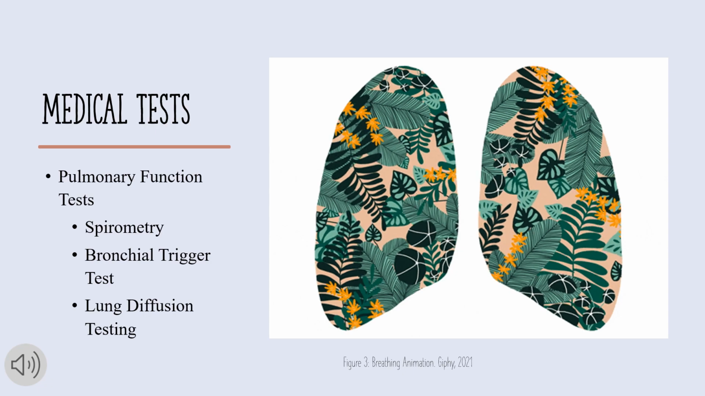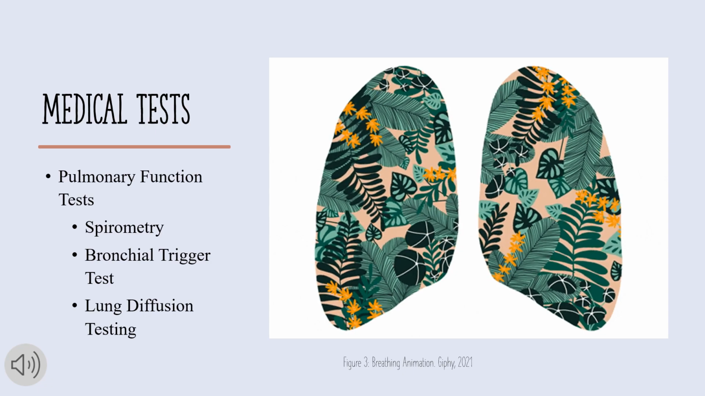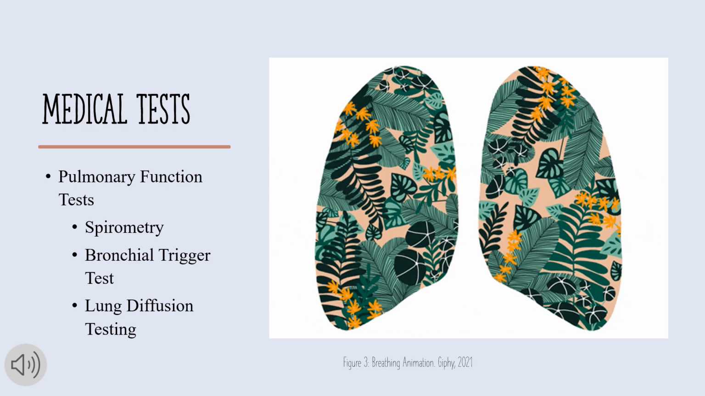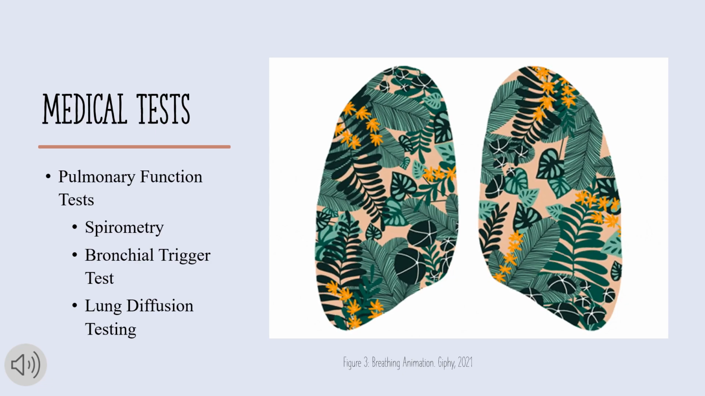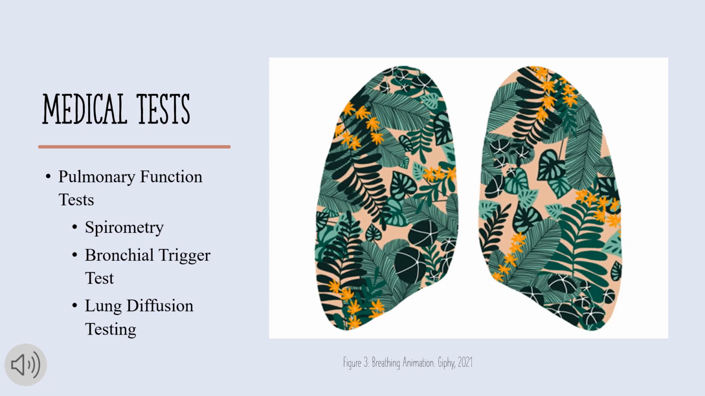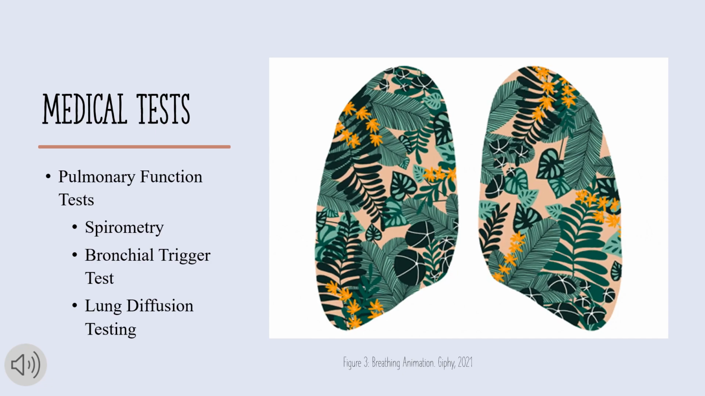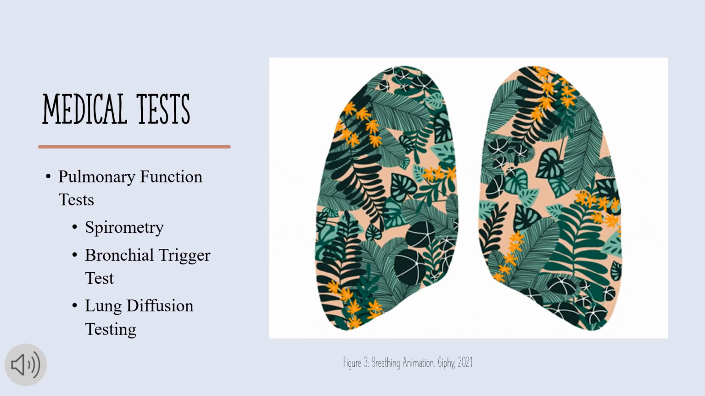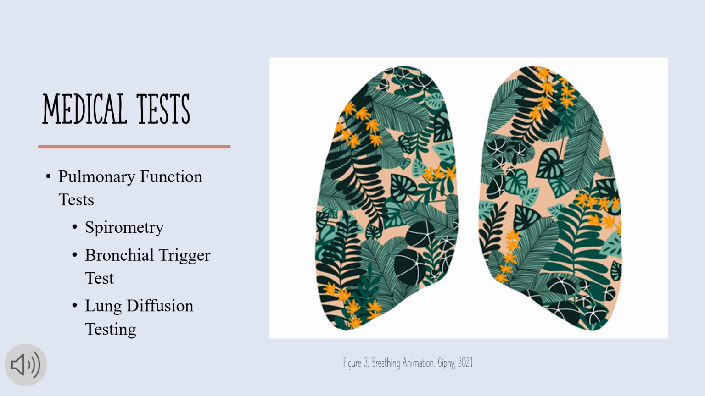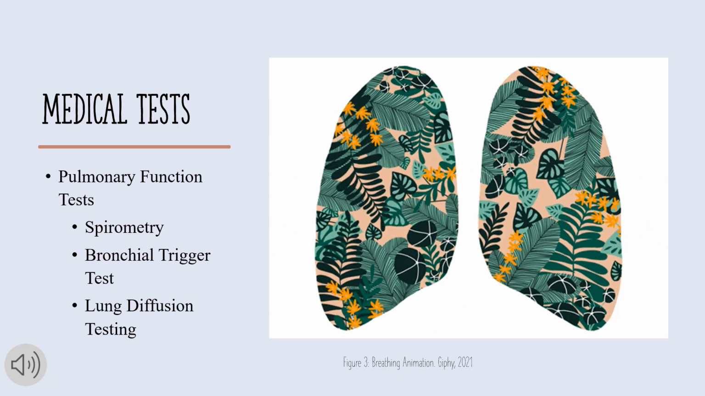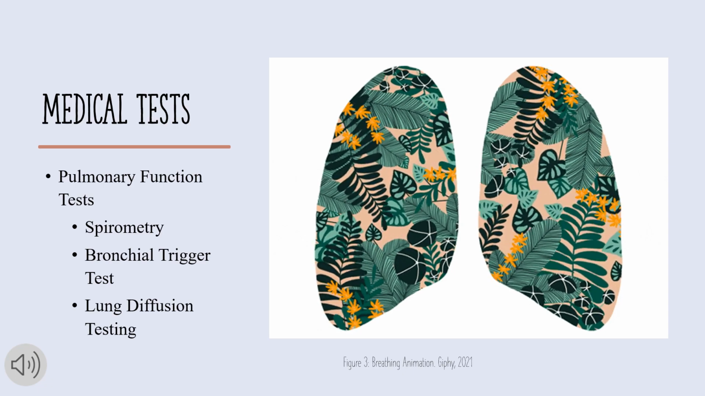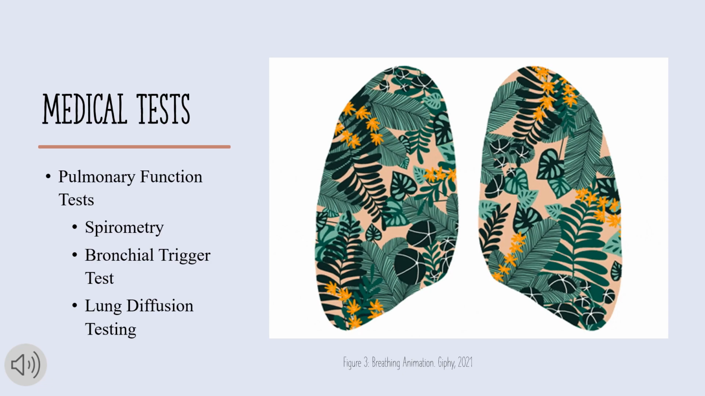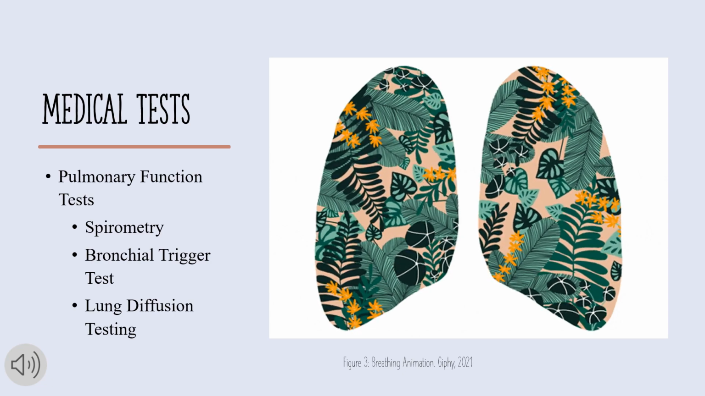One of the primary tests that is done in order to diagnose asthma is pulmonary function tests, which consists of spirometry, bronchial trigger test, and lung diffusion testing. Spirometry is especially helpful in diagnosing asthma or COPD because it tests how much air you can exhale from your lungs after taking in a big breath and how fast you can blow all of that air out. For this test, you would sit upright in front of the machine attached to a plastic mouthpiece. It's important that the mouthpiece fits snugly so that all the air you breathe goes into the machine.